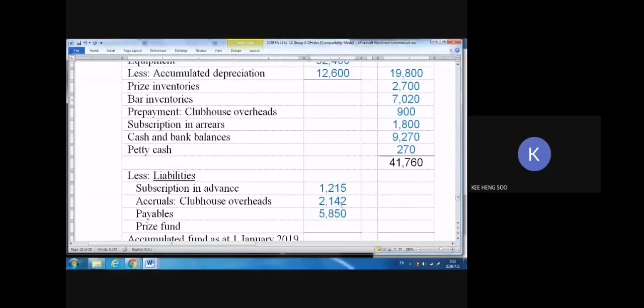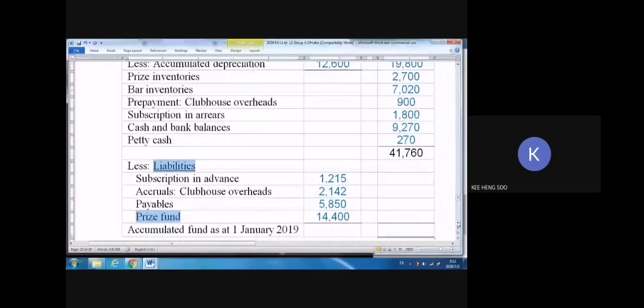Now come to the fund, 1,400. This one is something like a liability, but it's not a liability. Be careful. The student asked me the question: price fund is not a liability, it should be a fund. But now my intention is I want to calculate the accumulated fund, so I minus the accumulated fund. So I minus liability and fund, a specific fund.